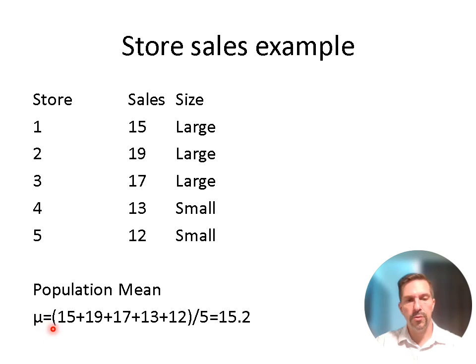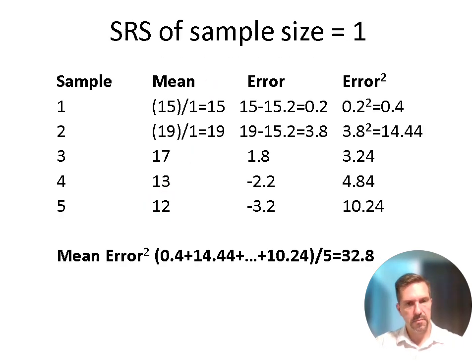Notice how mu, it's a Greek letter because usually we do not know this. We're trying to guess it. We're trying to estimate it. Okay, but in this rare case, because I'm making up the data, we actually know it. Okay, so let's continue with the example and see what happens now.